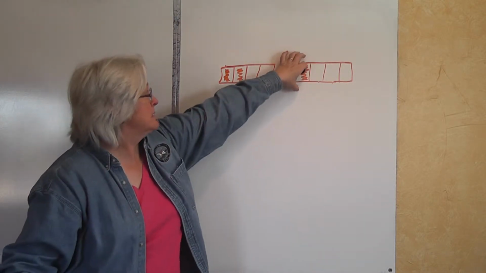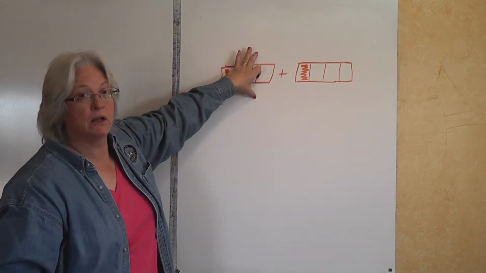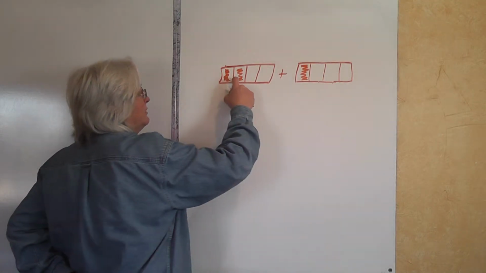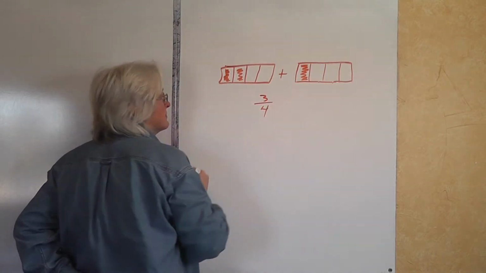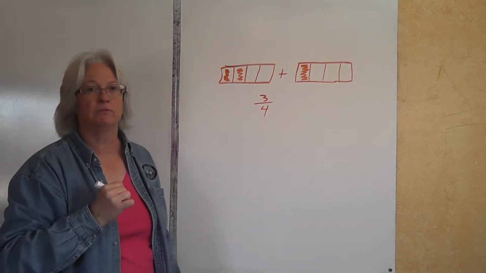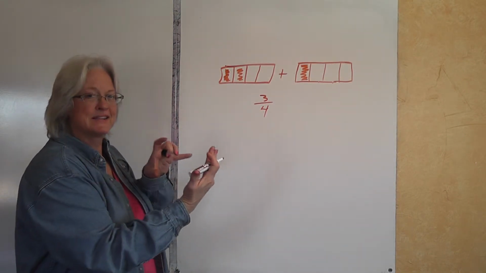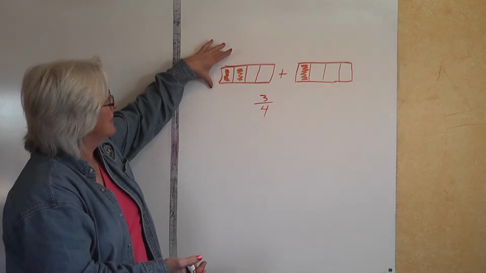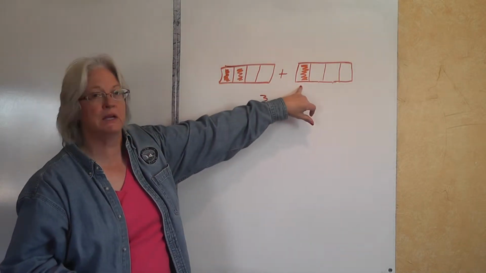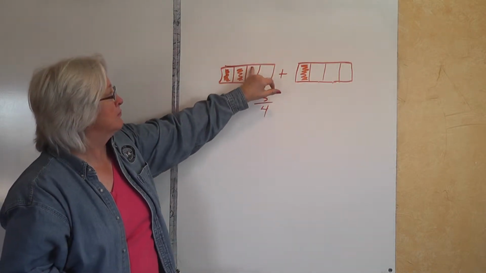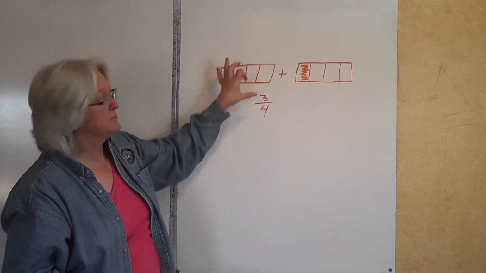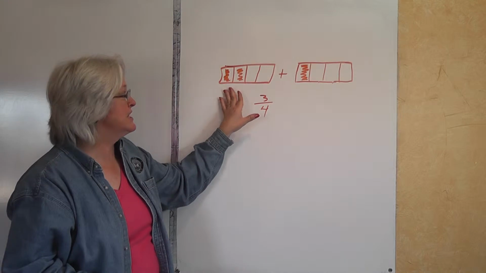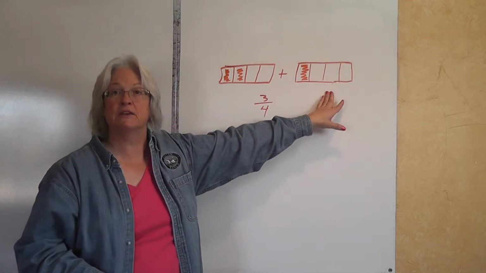If I would pick this piece up and set it in, or just count them, I have 1, 2, 3 fourths of a rectangle. Because these are the same size, they would overlap. I could pick this piece right here, fit it right in here, and I would have 3/4 because these are theoretically the same size.